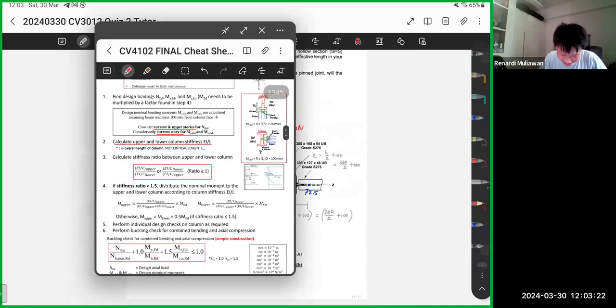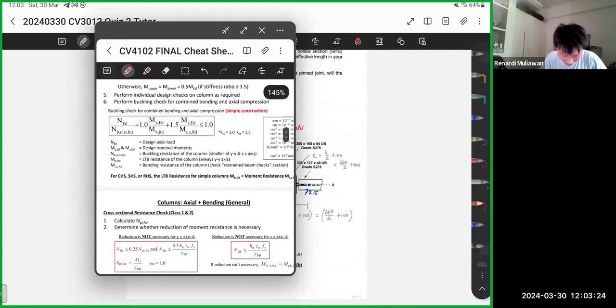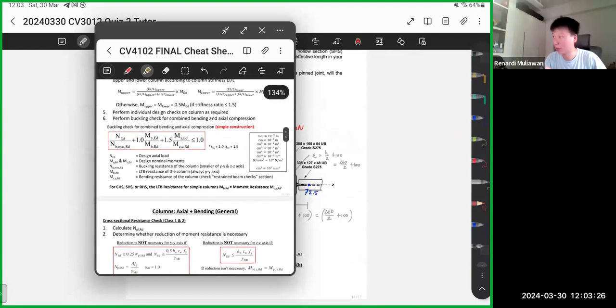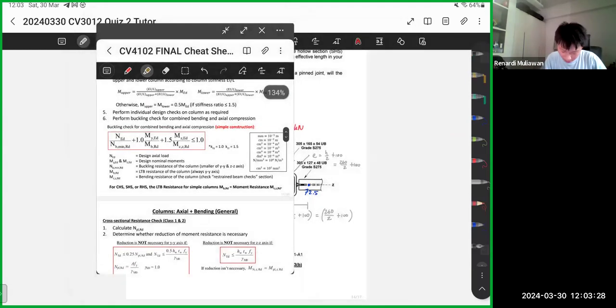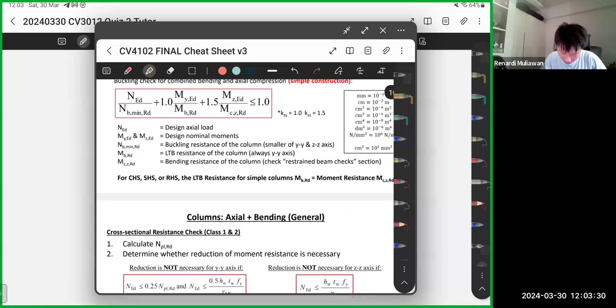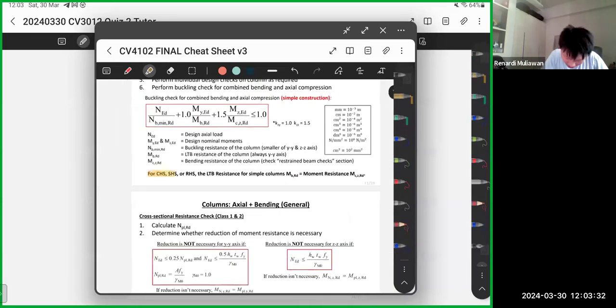So I put it inside my cheat sheet, but I just want to emphasize. For CHS, SHS, basically all the hollow sections, the LTB resistance is equal to the moment resistance. Basically, for hollow sections, you don't need to check for LTB. You don't need to check for LTB.